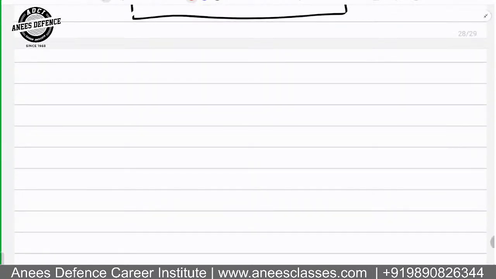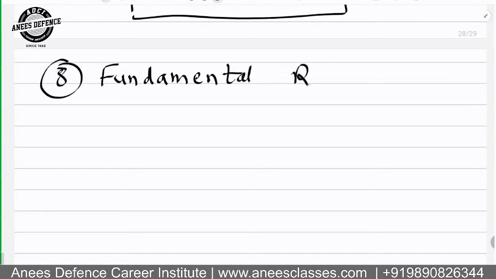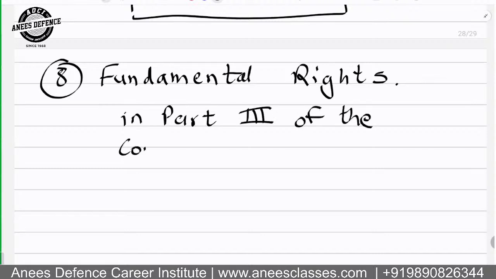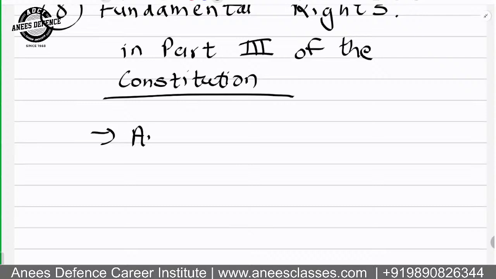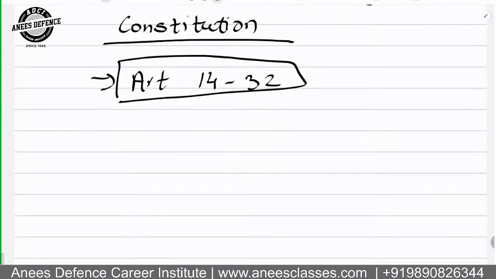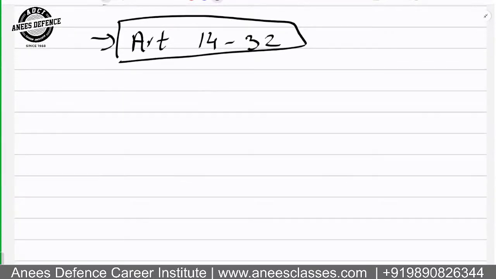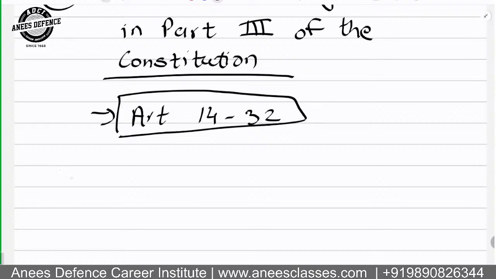The next important feature is fundamental rights. Fundamental rights are included in Part 3 of the Constitution. And it goes from article, can anyone tell me the articles for fundamental rights? 14 to 32. Then there are 33, 34, 35 that describe some conditions that military rule is there. Polity is very vast and very interesting if you read it properly.